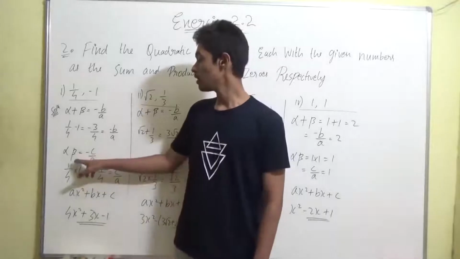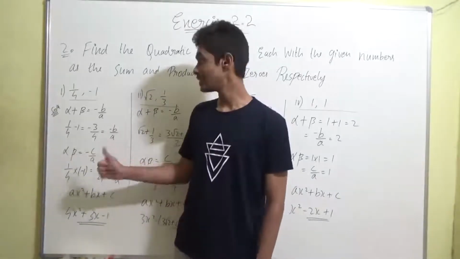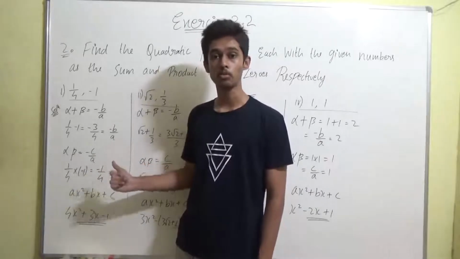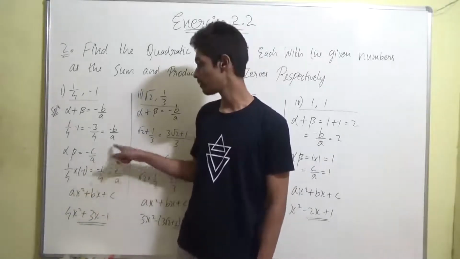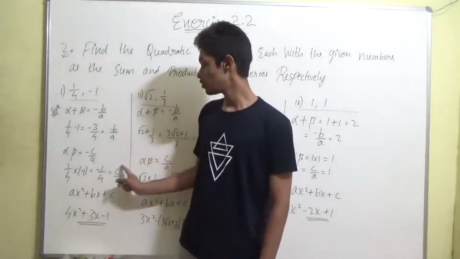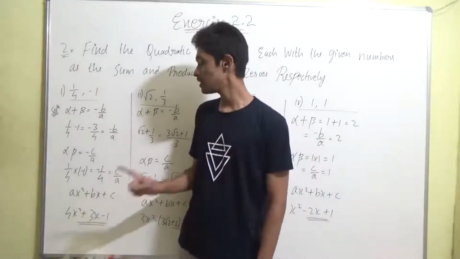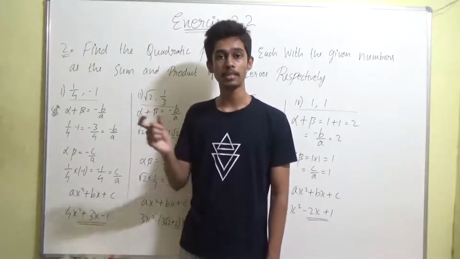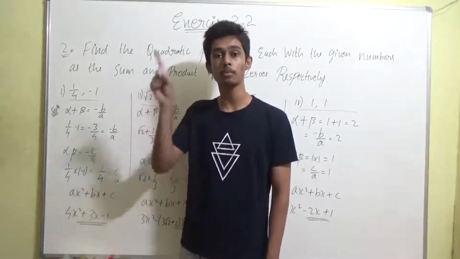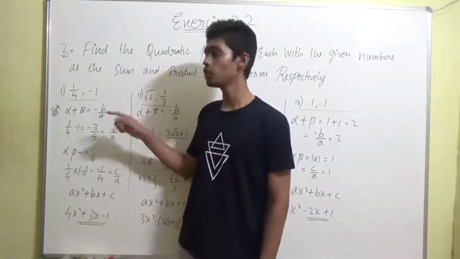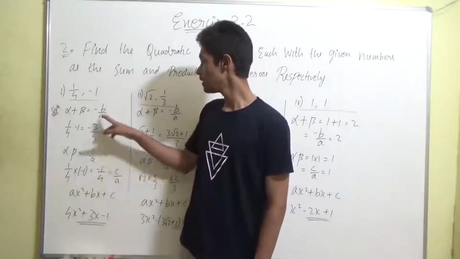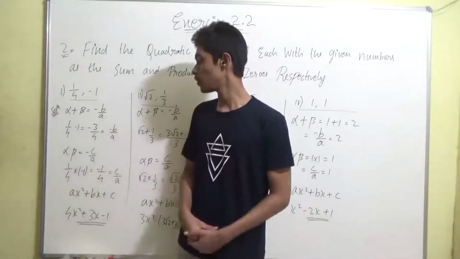For example, if you do alpha into beta, that is 1 by 4 into minus 1, you'll be getting minus 1 by 4, which should be equal to c by a. Right, guys? So the value of c is going to be minus 1. You already got the value of the constant term, that is the value of c. At last, it's going to be minus 1. And you already got the values of b and a, that is b is equal to 3 and a is equal to 4.